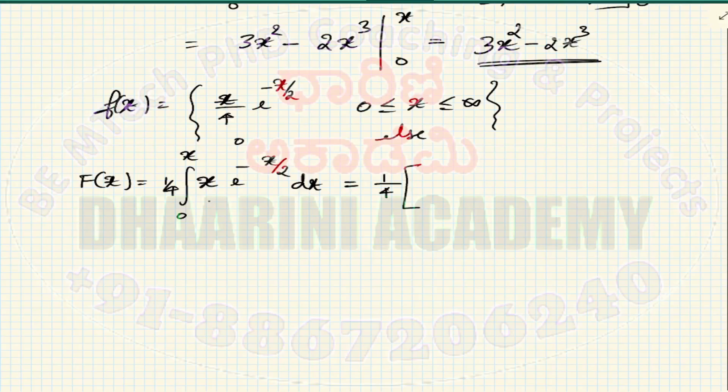This is a product, correct? So x into e to the power minus x by 2 is a product. The UV rule should be applied, right? Otherwise we may not get an answer because it's a product. The UV rule needs to be applied.